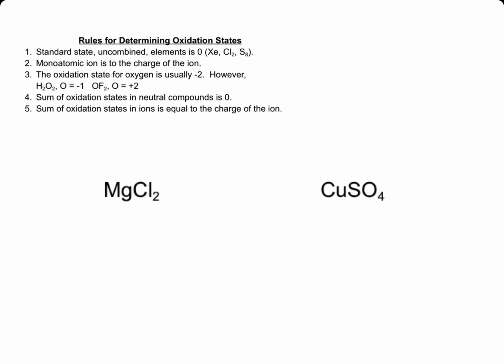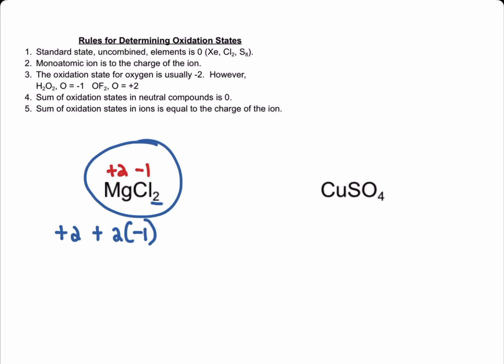Rule 4 says that the sum of the oxidation states in neutral compounds is 0. So let's double check that. There's only one atom of magnesium, so +2. There are 2 atoms of chlorine, so 2 times -1. And this entire compound is neutral, so this all has to equal 0. +2 plus a -2 equals 0. So we did that right.